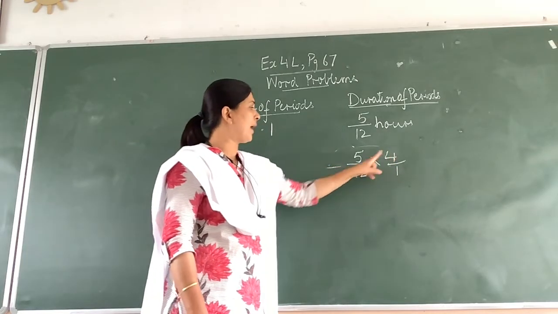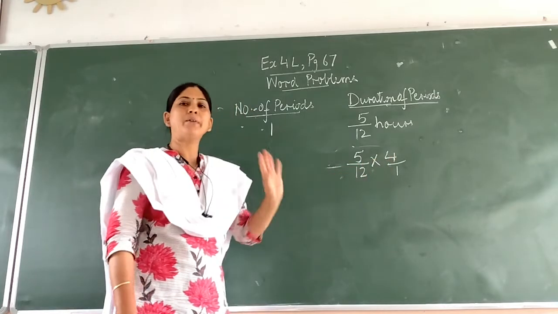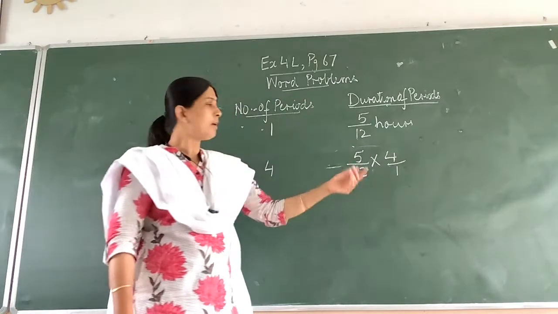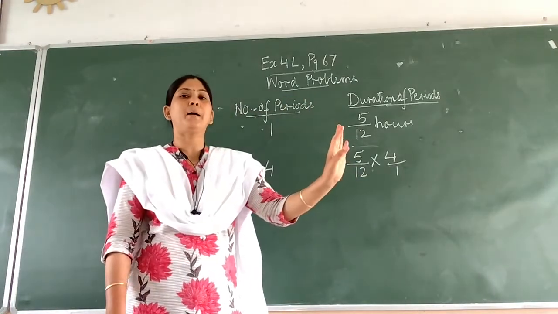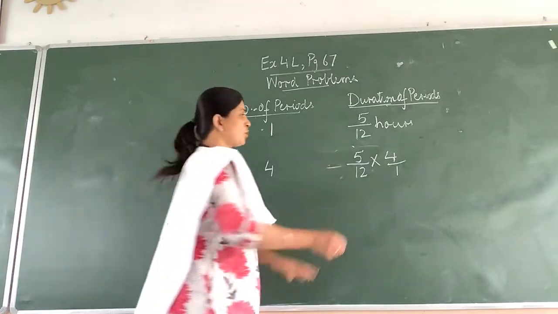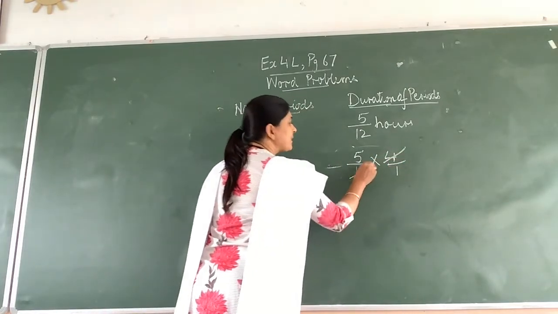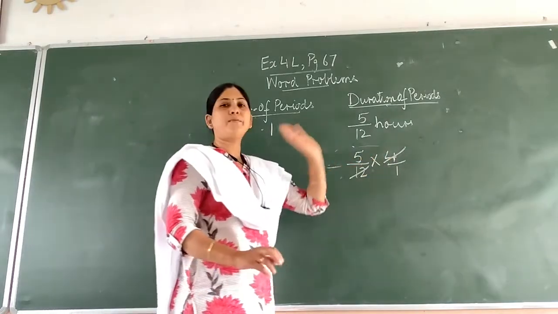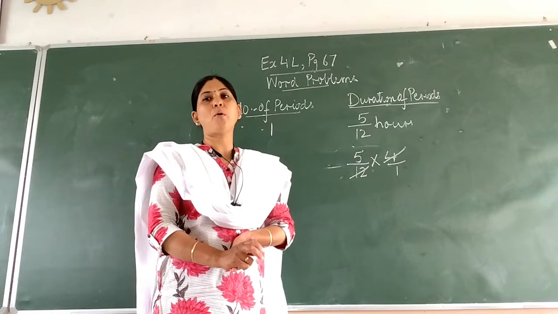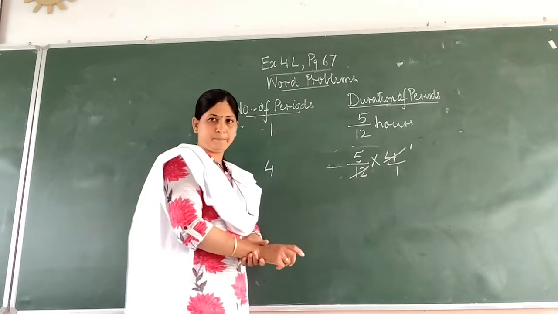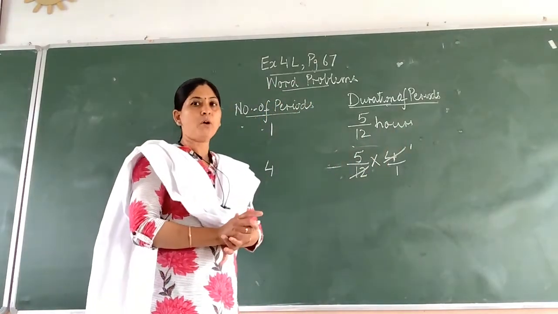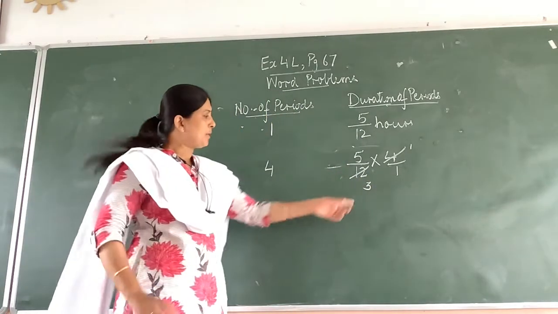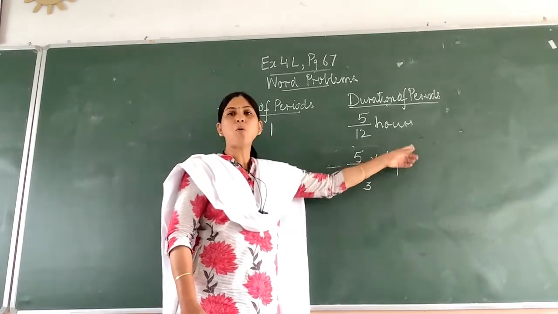Now we'll check the numerator of the second fraction and denominator of the first fraction. Now see, 4 and 12. Do 4 and 12 have any common factor? Yes. 4 is divisible by 4 and 12 is also divisible by 4. So we will cancel 4 and 12 by their common factor. Let us divide 4 by 4. What do we get? 1. Now let us divide 12 by 4. What do we get? 3. So now instead of 12 we have 3 and instead of 4 we have 1.